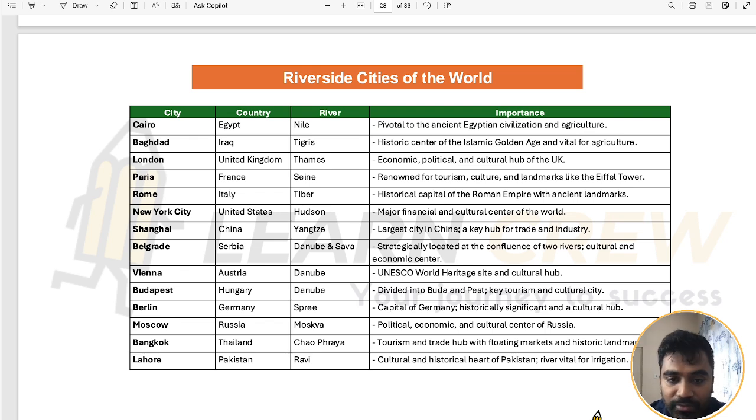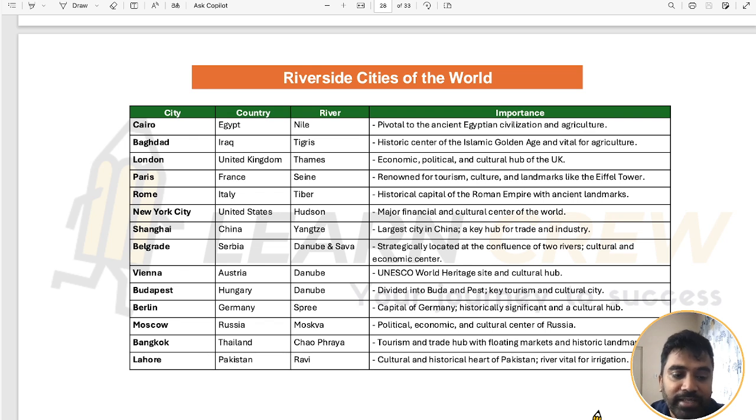The city is Cairo, the river is the Nile, and this is associated with the ancient Egyptian civilization, and it supports agricultural surplus and trade routes. This is the importance of this particular city, Cairo.